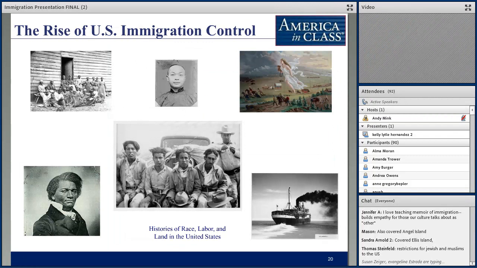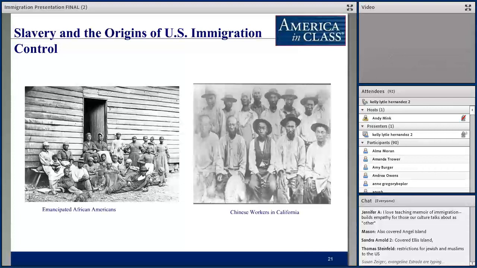All right, so the first law that is passed to exclude targeted populations from the United States is passed in 1862. Now, you're all history teachers. You know that in 1862, this country is embroiled in what remains to this day the most violent domestic conflict other than the Indian Wars. And that conflict is the Civil War.